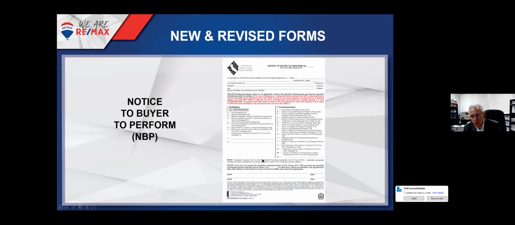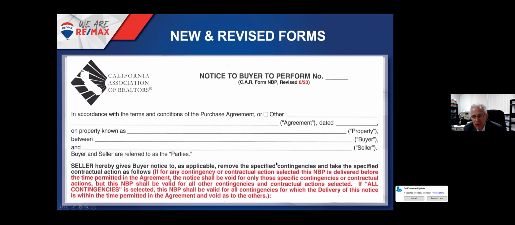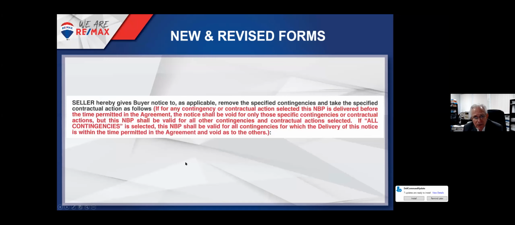Notice to buyer to perform. Another situation that's come up frequently, and now they've addressed that, is they've made it very clear that if a notice to perform is served too early, it's invalid. So if you have until the 20th to remove contingencies, and they serve you a notice on the 16th, it's too early. You can serve it 2 days early, not 4 days early.